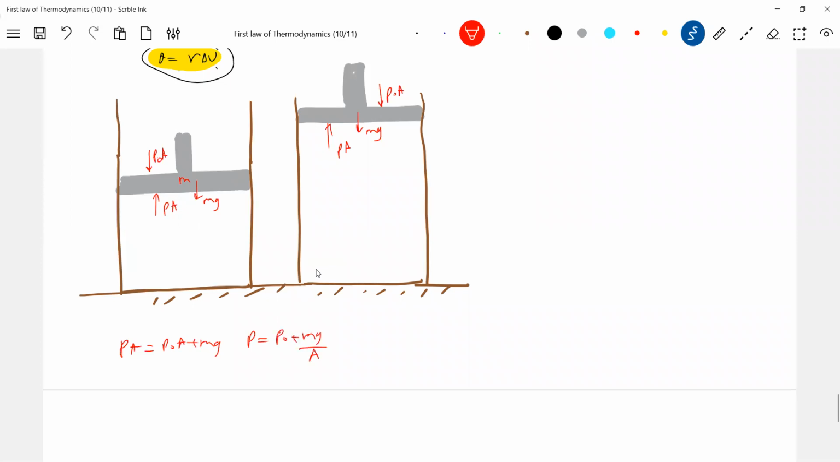So P naught constant, all constant. So therefore, what is the P? Pressure remains constant. I will supply now heat. Volume V1, temperature T1. Volume V2, temperature T2. How does the piston move? The piston will move gradually, not suddenly.